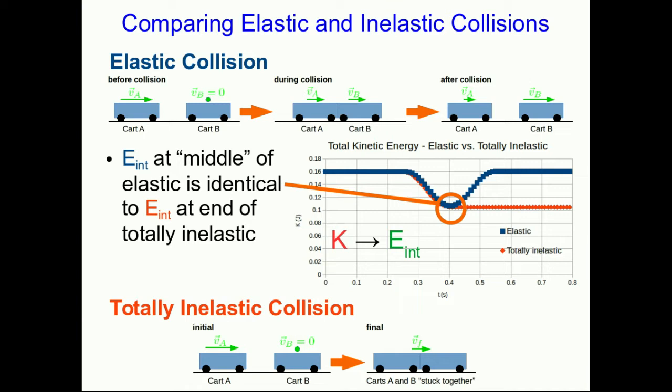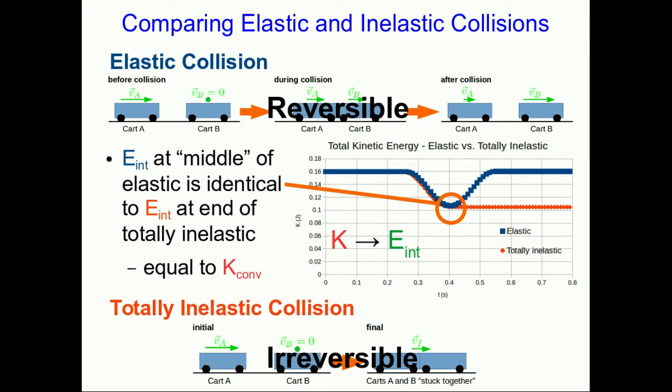But hang on, from the previous unit, we know that in a totally inelastic collision, the amount of internal energy you end up with is equal to the convertible kinetic energy. And so that's also true for an elastic collision, that at the midpoint of the elastic collision, all of the convertible kinetic energy has become internal energy. The difference, of course, is that that conversion in the elastic collision is reversible, and it all gets converted back into kinetic energy. Whereas for the totally inelastic collision, that's an irreversible change.